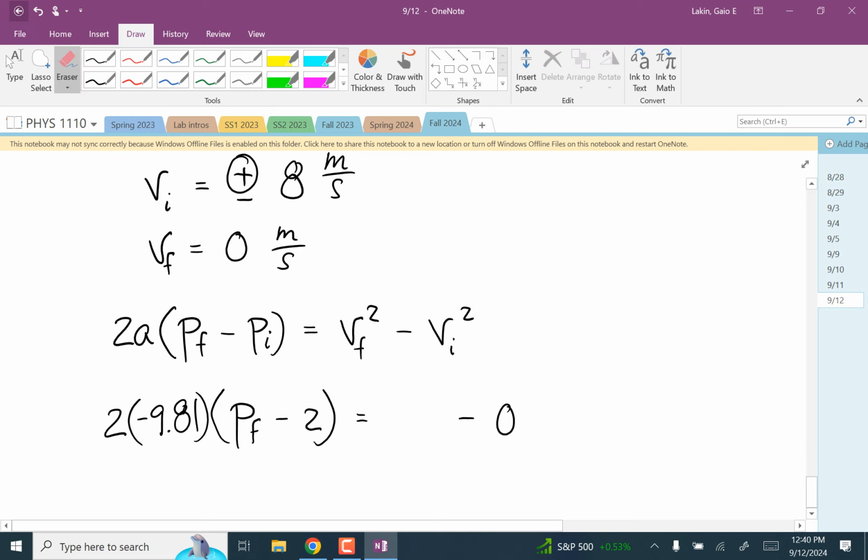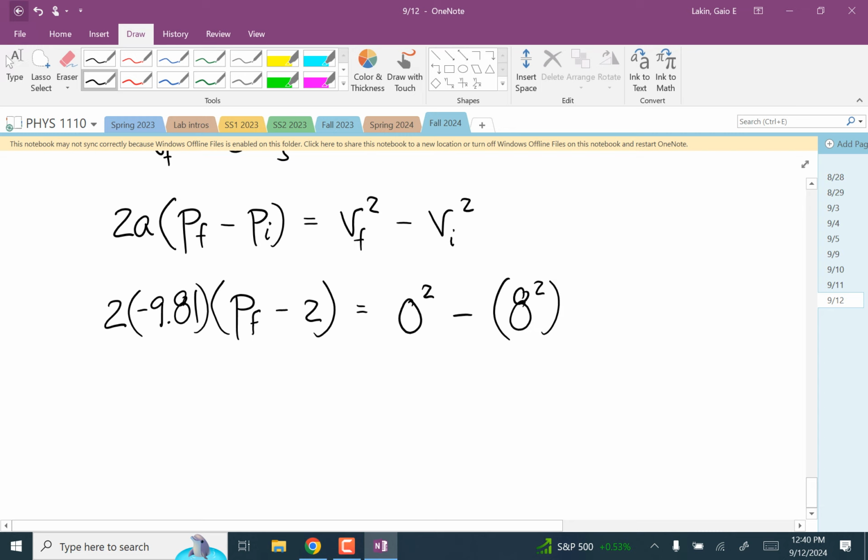Nope, I did that backwards. V final is 0. V initial is positive 8. And so negative 19.62 times the quantity PF minus 2 is equal to negative 64. Remember that that negative is always outside of the square. Otherwise, your answer will always be wrong because you'll lose that negative when you square it. Okay?